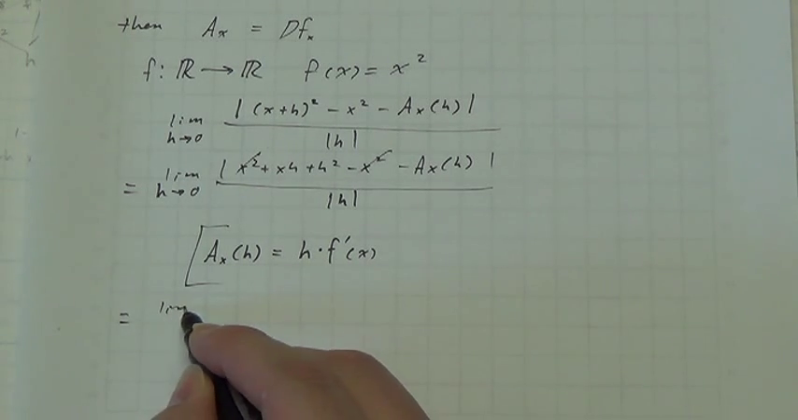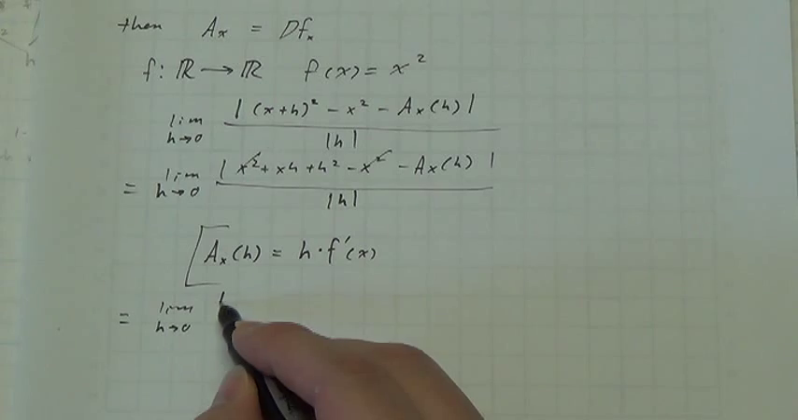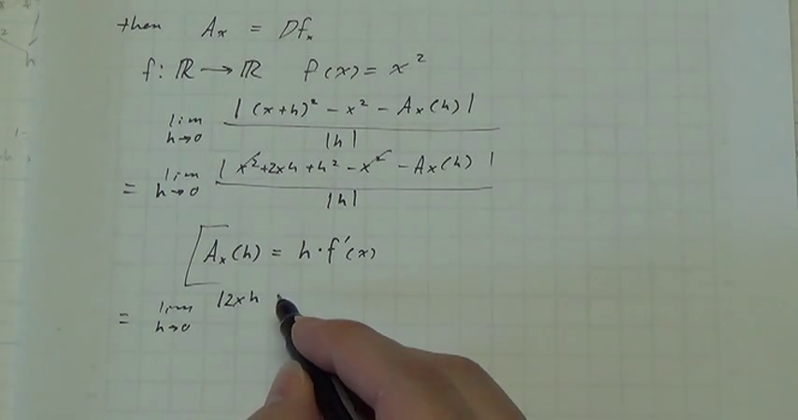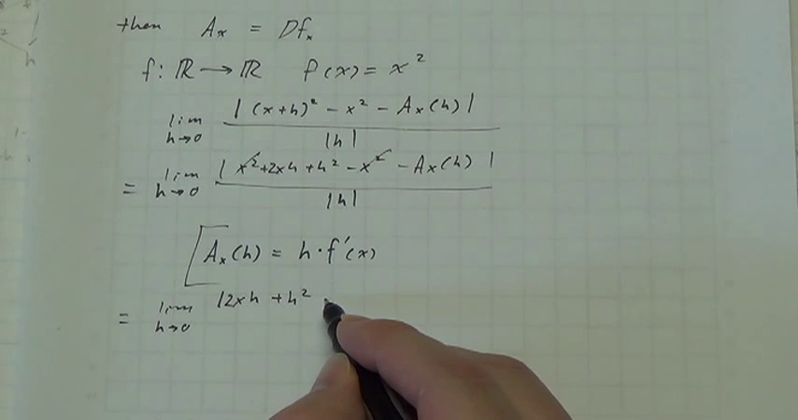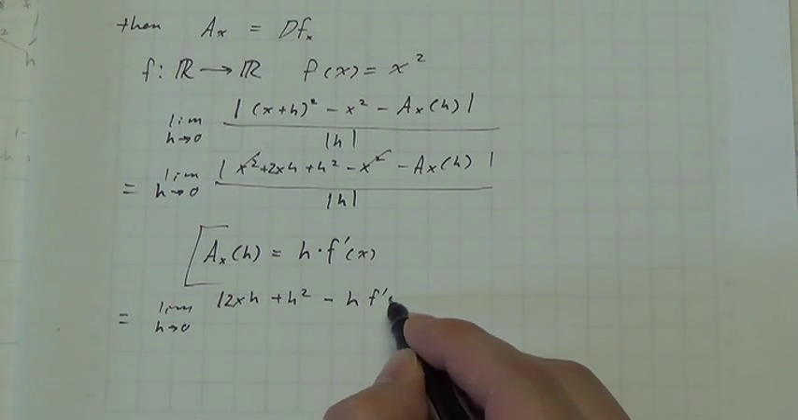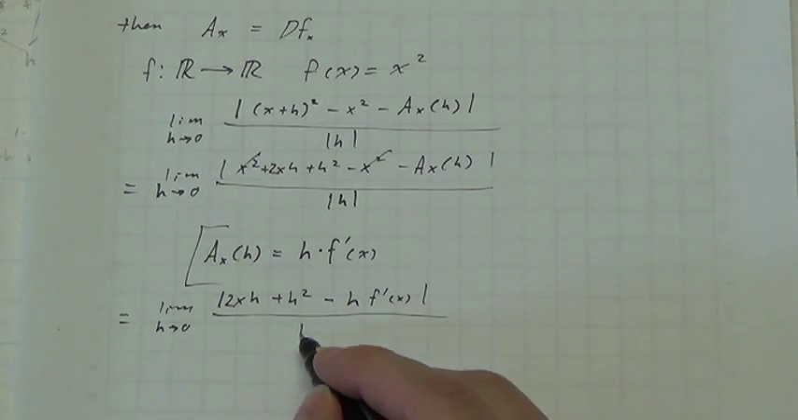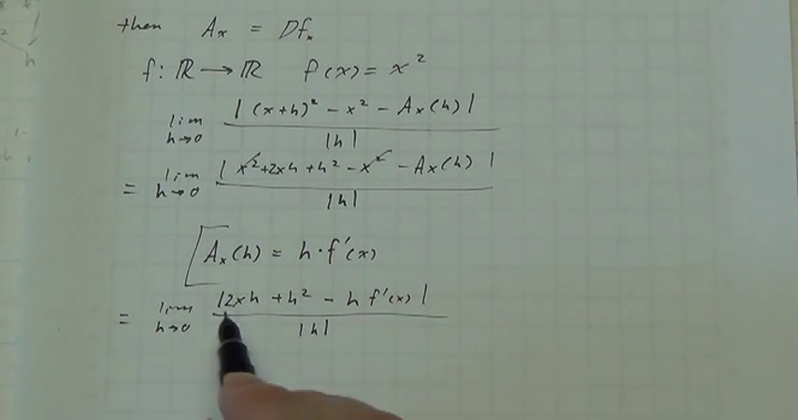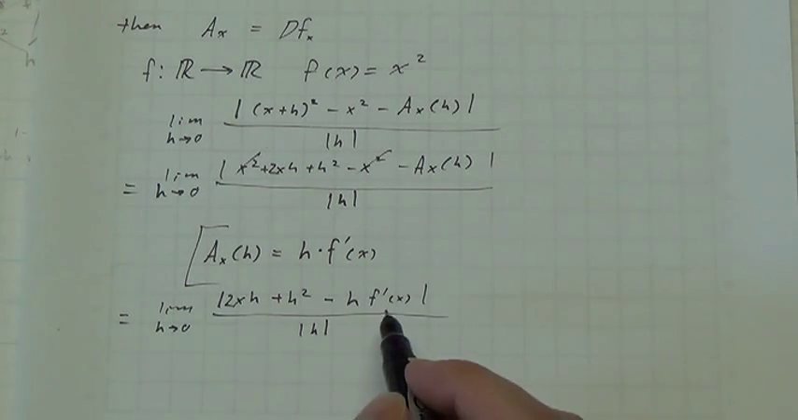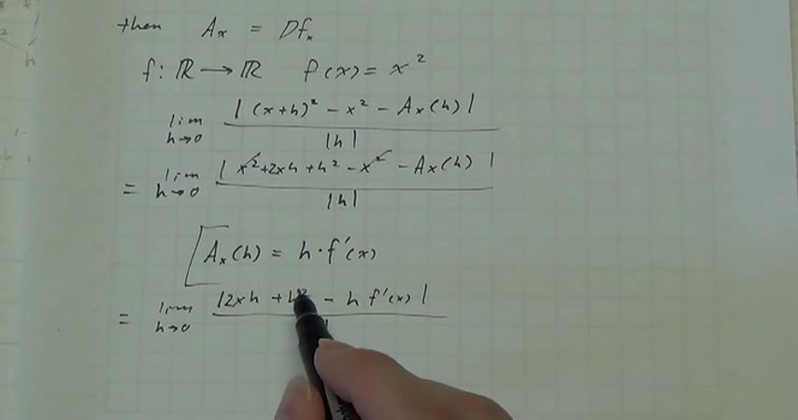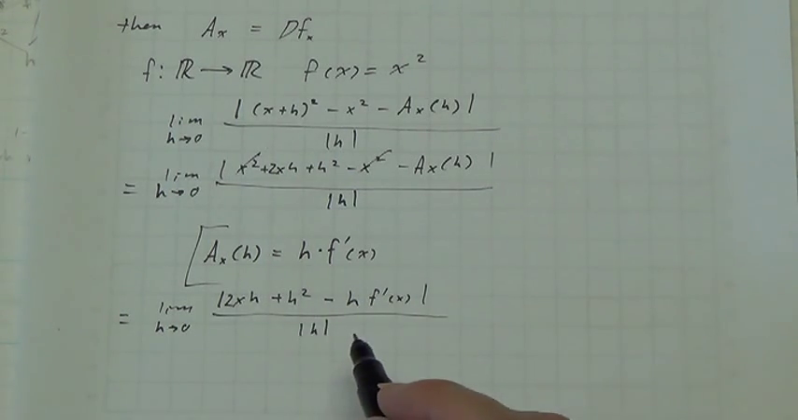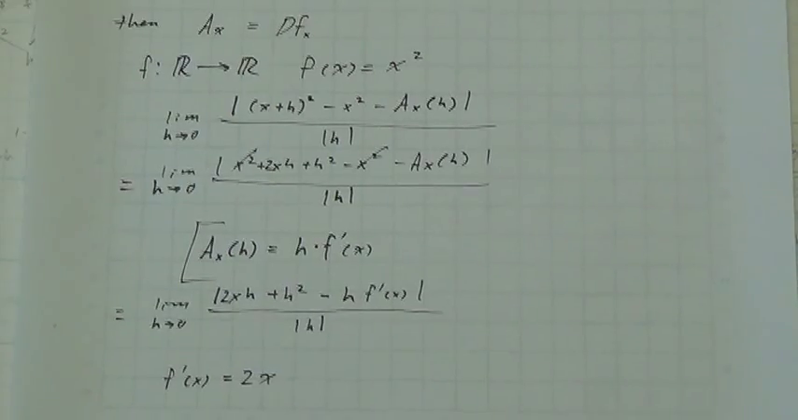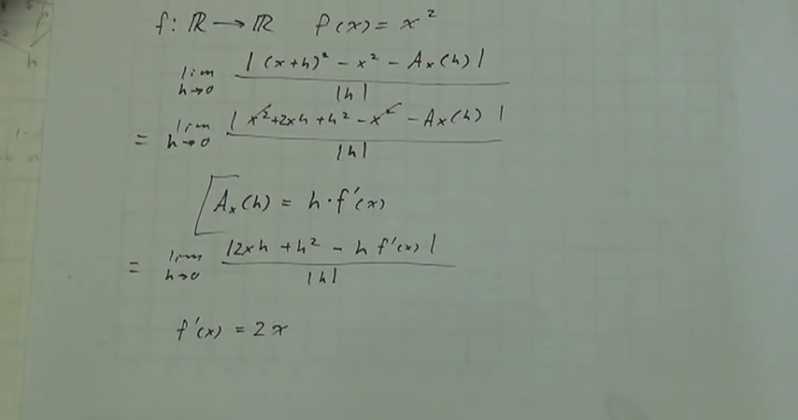This limit is the limit as h goes to zero of 2xh, sorry, that's 2xh, plus h squared minus h f prime x over h. And we can see that if this f prime of x is 2x, then we have 2xh minus 2xh, leaves h squared on the top, divide that by h, and the limit goes to 0. So f prime of x equals 2x works. And that agrees with our general notion of the derivative from Cal 1.